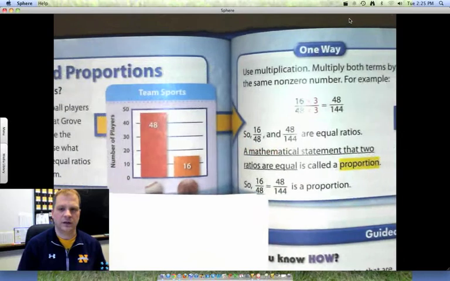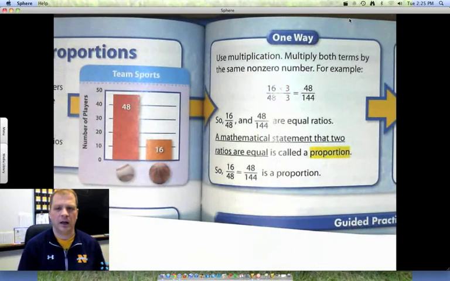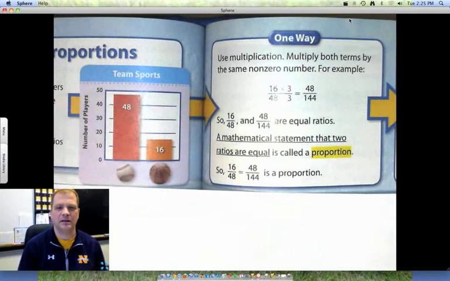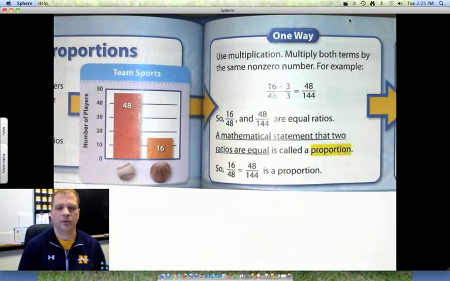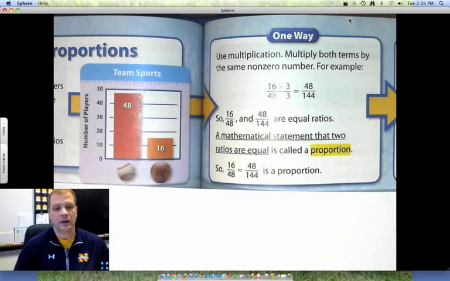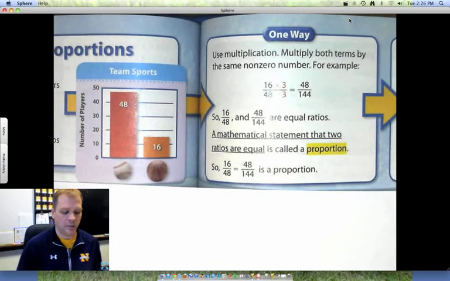First of all, they give us a nice little picture. So one way of solving it is again to use multiplication. Multiply both terms by the same non-zero number. For example, if we multiply both the numerator and the denominator by 3, we have 48 over 144. So 16/48 and 48/144 are equal ratios. A mathematical statement that two ratios are equal, as I mentioned, is called a proportion. So 16:48 is equal to 48/144. Those are what we would call a proportion.